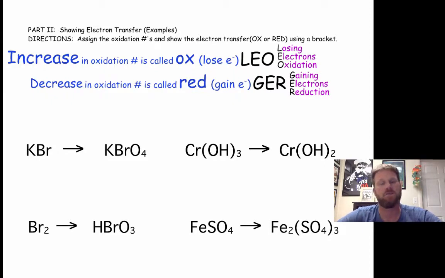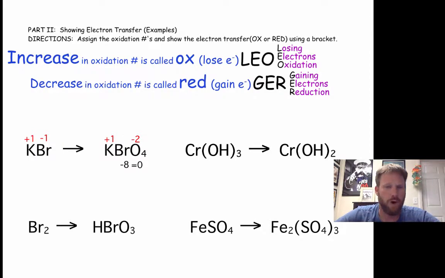Remember, gaining electrons is reduction. So if we look at our first example and assign oxidation numbers, it's just a two-element compound, so we can just look at what column they're in. Potassium is in group 1, so it's got a +1. Bromine is in group 7, so it has a -1. When we go over here to KBrO4, we know potassium is +1 from being in group 1. Oxygen is always a -2 unless it's in a peroxide. So then we can figure out bromine because the whole molecule has to add up to give you no charge.